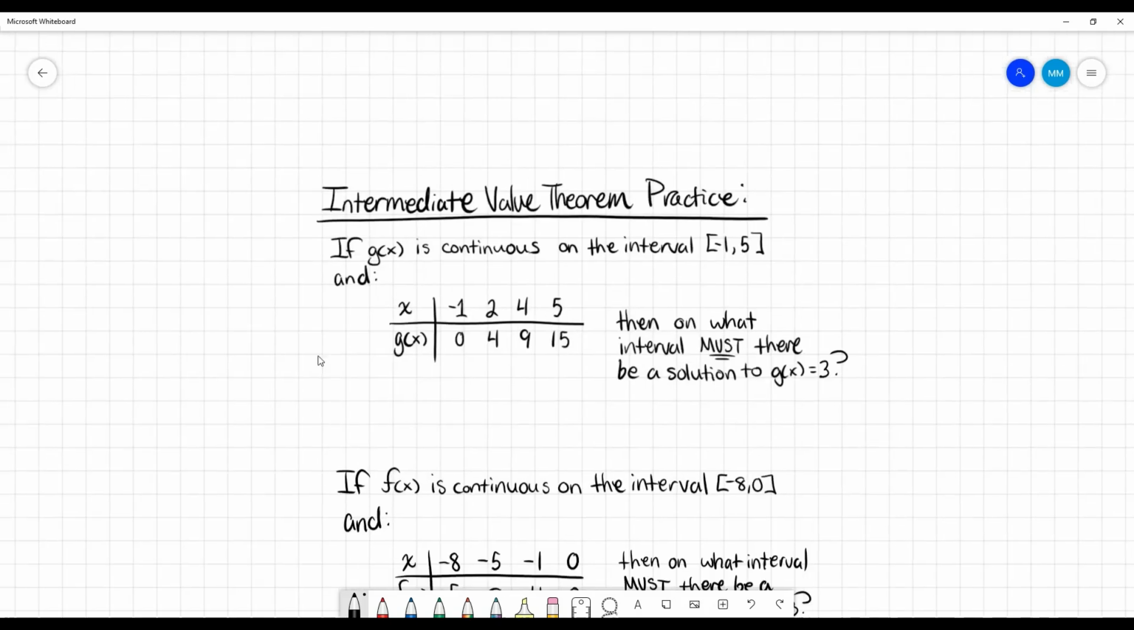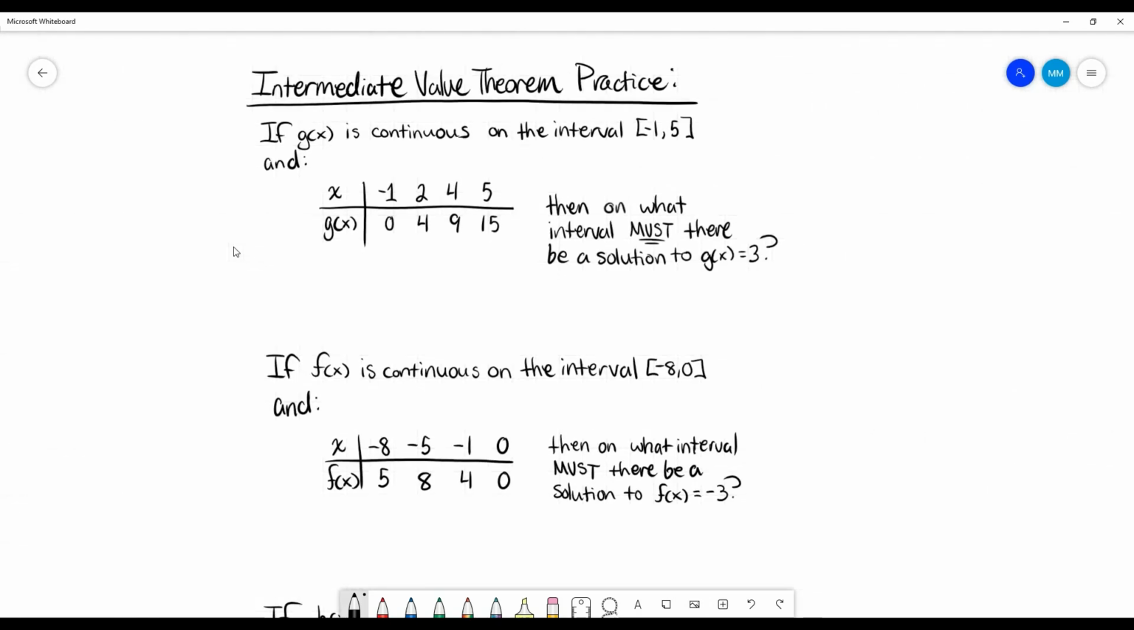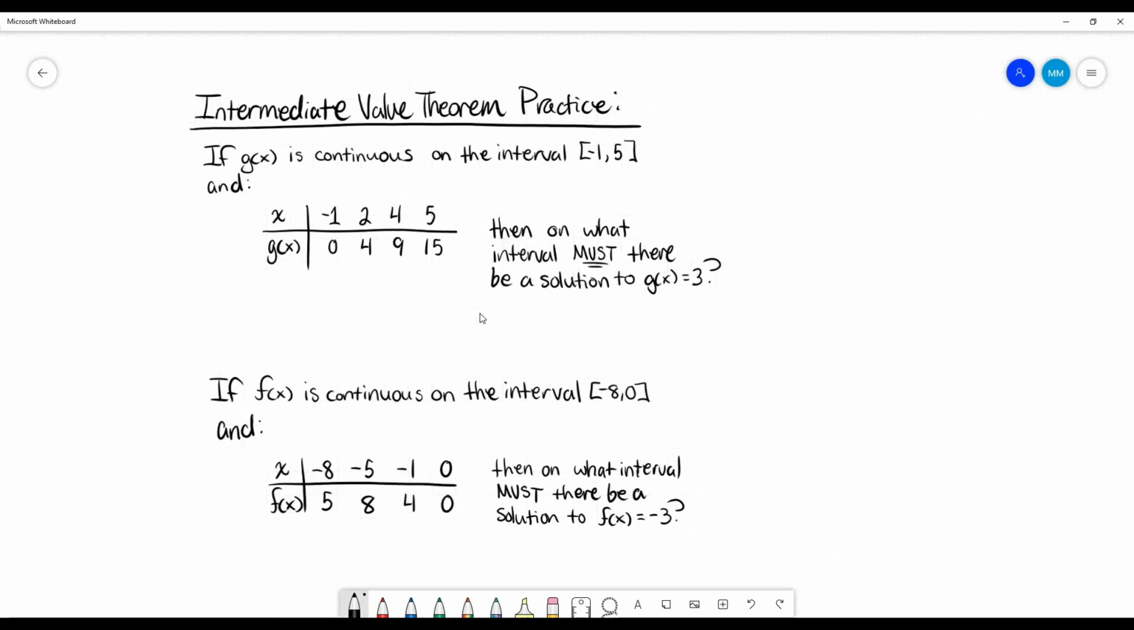Over here, we've got a few different questions, just to kind of reinforce the idea. This first one tells us that if this function here, g of x, is continuous, so we've met that first criteria, on the interval -1 to 5, so -1 to 5, good, then on what interval must there be a solution to g of x equals 3?